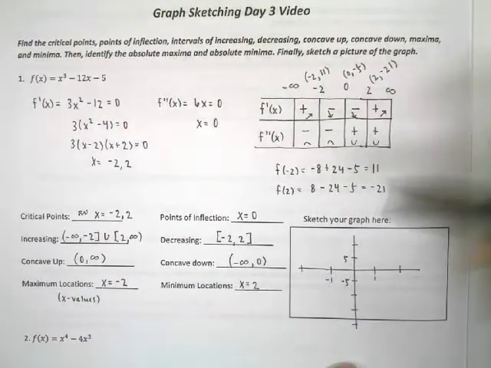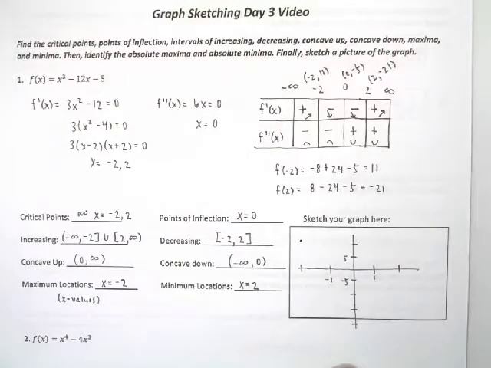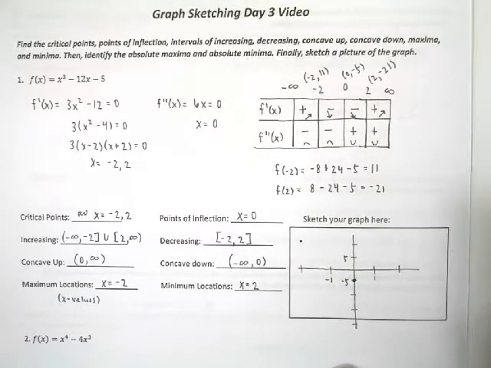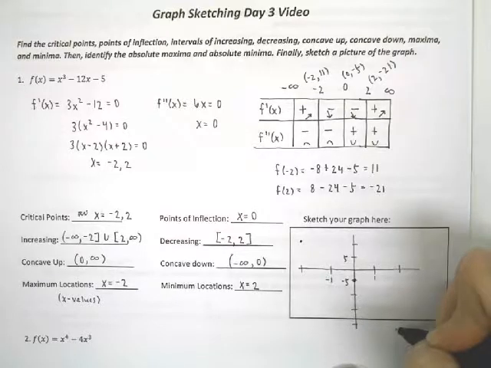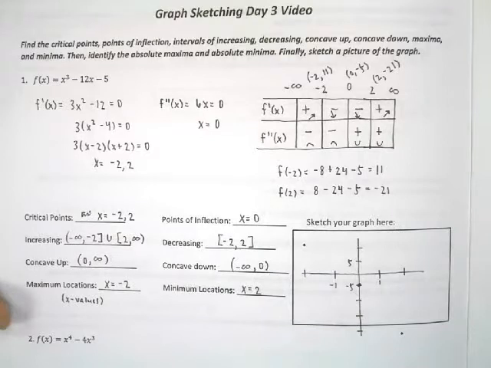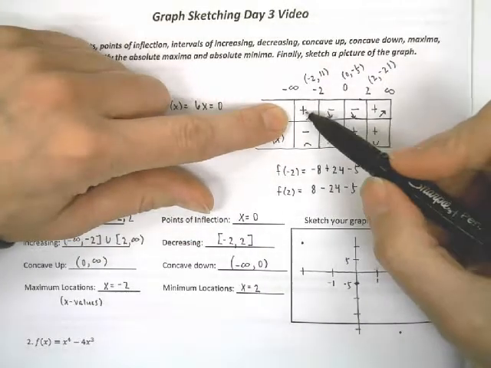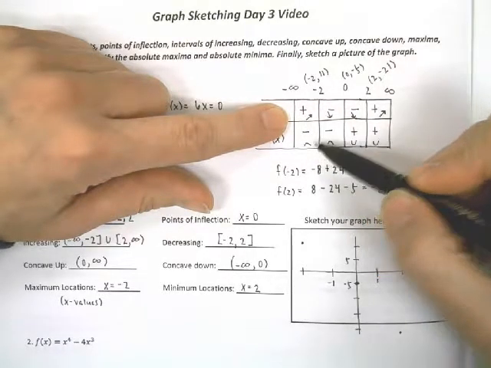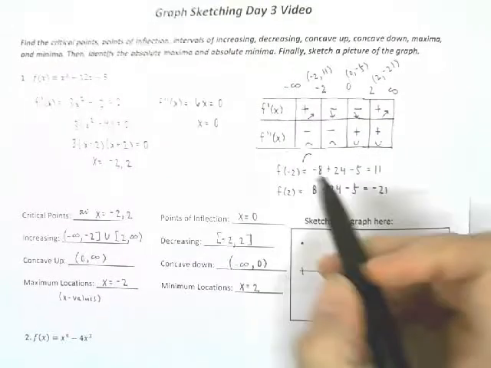So now I'm going to plot my points. I've got -2, 11, so about here. I've got 0, -5, and then I've got 2 and -21, so right about here. So now I'm going to use this table to kind of help me figure out what's happening. I know from -infinity to -2, I'm increasing and concave down. So I'm probably going to look something like that.